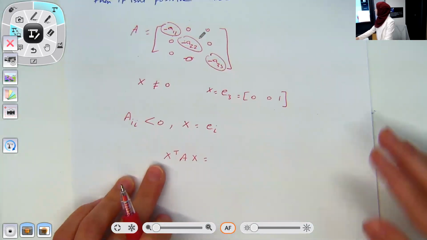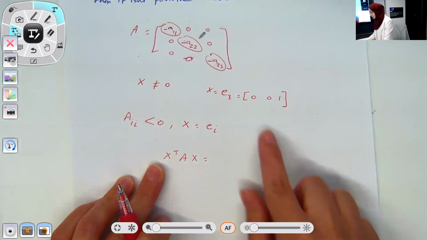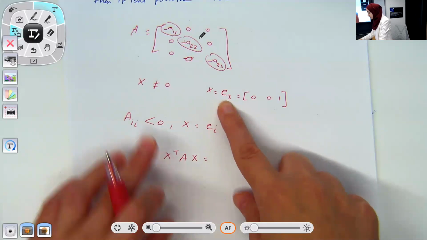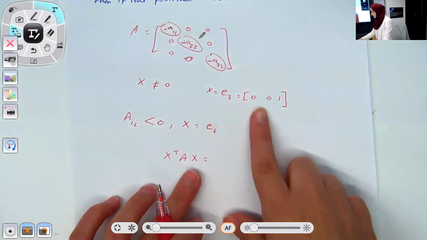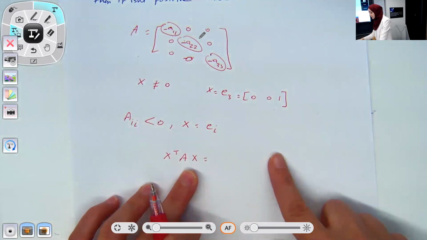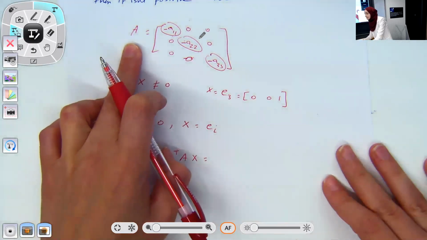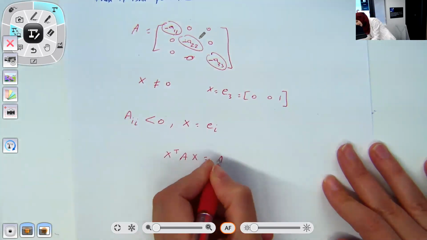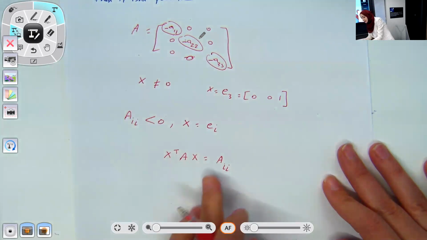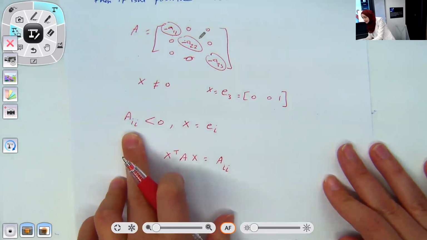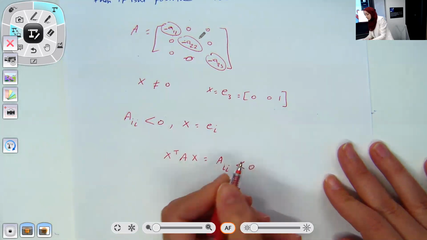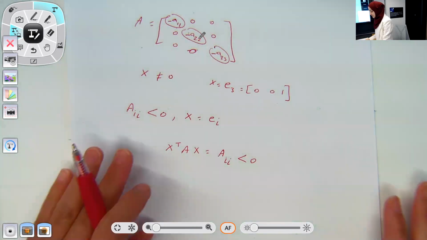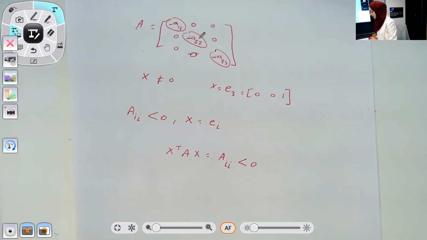If you try to multiply, here we have a 3 times 3 matrix. If you substitute, here we have X transpose, which equals E3, times the matrix A times the vector X. This all the time will give you the matrix A, and the matrix A has the diagonal all the time negative. This will give you A_ii, and A_ii all the time is negative. So this is negative, so this matrix will not be a positive definite.